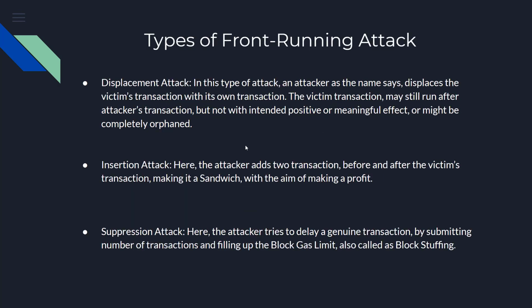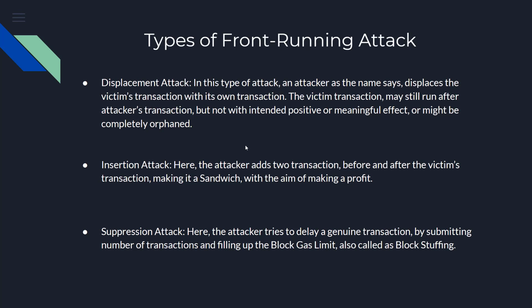There are multiple variants of the front-running attack. One of them is the displacement attack. As the name says, displacement: it's when an adversary displaces the victim's transaction with its own, with the same values, which leaves the victim's transaction with no meaningful effect, or in some cases completely orphaned. An example: consider a smart contract which accepts a secret number and gives the lottery to whoever calls it first. The transactions after it will either be discarded or won't make any money.